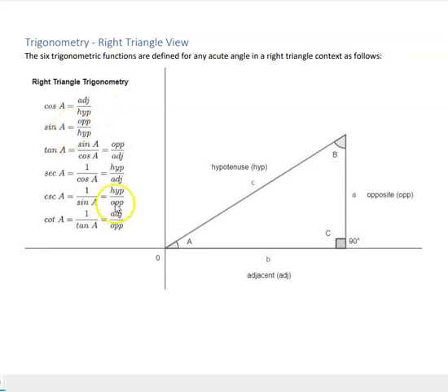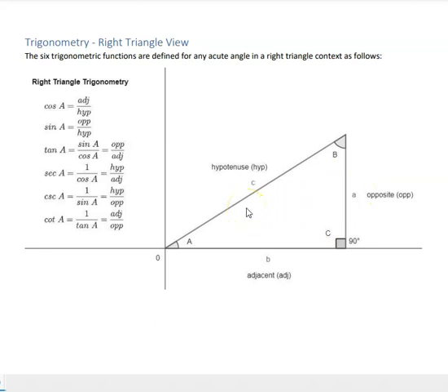The sine of an angle A is the ratio of the side opposite to it over the hypotenuse. And the tangent is the ratio of the sine to the cosine, which is the opposite over the adjacent. So these trigonometric functions defined here for acute angles are ratios of the side lengths in a right triangle.